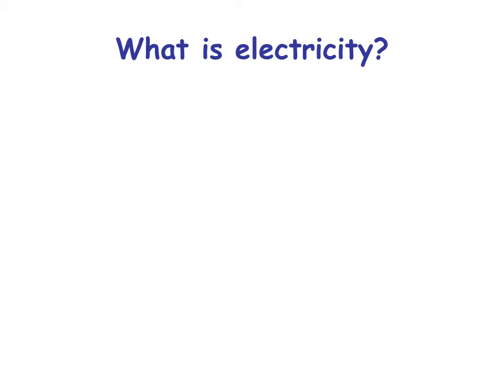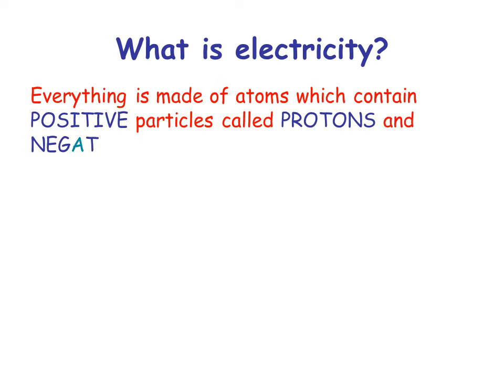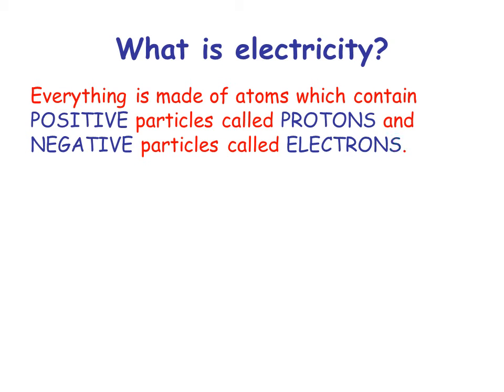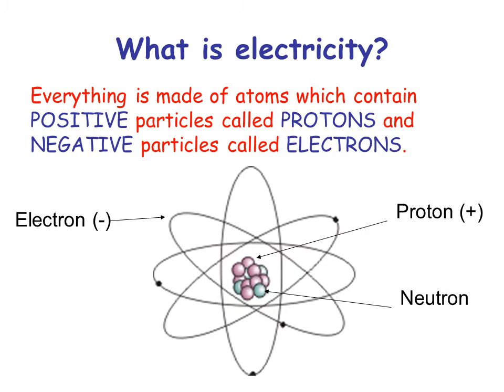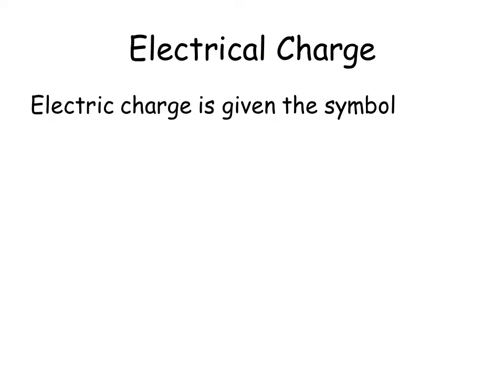So the question is, what is electricity? Everything is made up of atoms, which contain positive particles called protons and negative particles called electrons. Here is a picture. You can see the electrons are revolving around the nucleus.